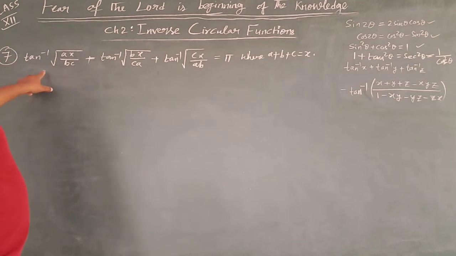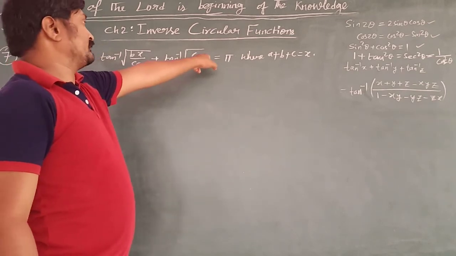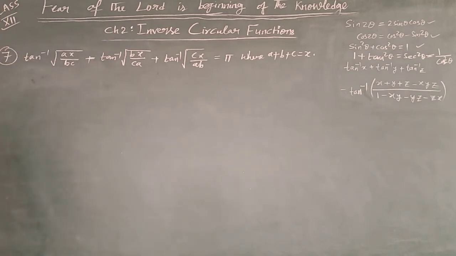The 7th one: tan inverse square root of ax upon bc plus tan inverse square root of bx upon ca plus tan inverse square root of cx upon ab is equal to 5, where a plus b plus c is equal to x. They have given a plus b plus c is equal to x and we have to solve this problem. It is again very simple.